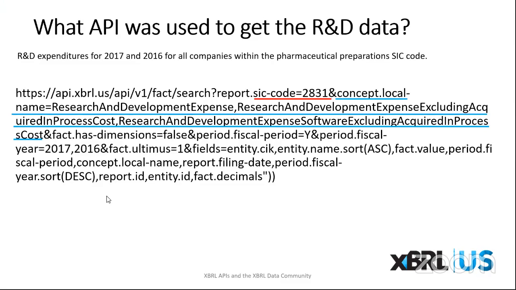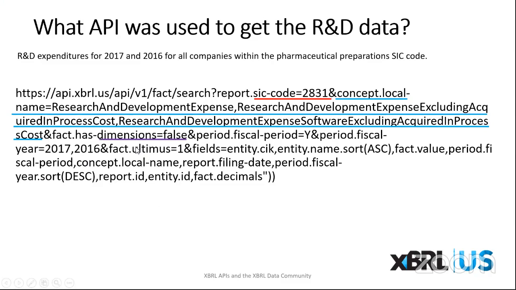One of the things that you'll find as you start working with the data is that there may be more than one concept needed to report a specific item. Some companies may use R&D expense, other companies may use R&D expense excluding acquired and process cost, and some companies may use the third term here. You'll find that with many elements, and it's important to get a good understanding of the US GAAP taxonomy or the IFRS taxonomy or the FDIC taxonomy, whatever you're working with, so that you know what those different elements may be. So I said I want to get all of the data for those elements.